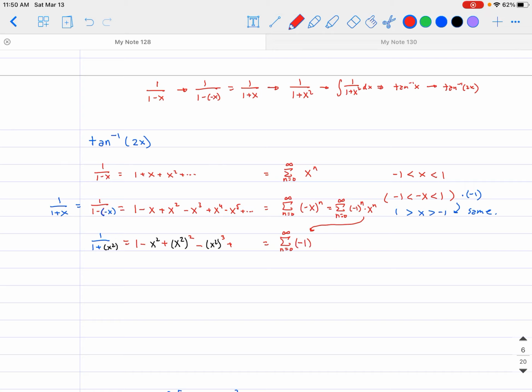So we still have the -1 to the n, right? Then we have x replaced with x squared. That is going to give us x squared, and then the whole thing to the nth power. Or you can write that as x to the 2n.